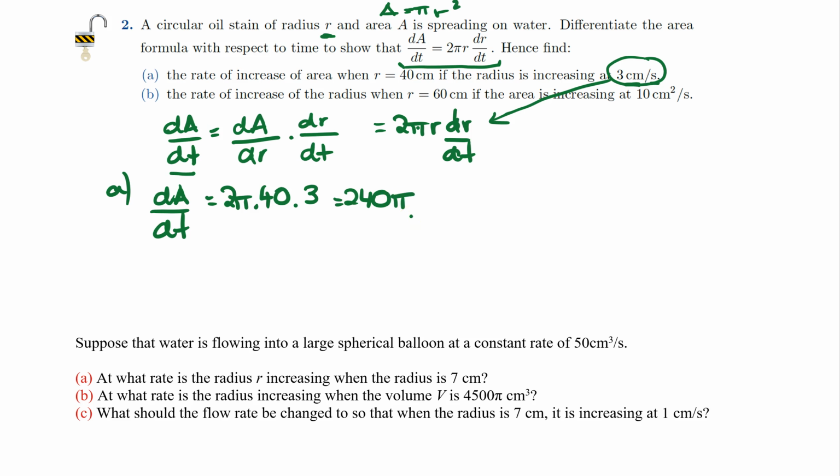And what do we measure that in? Because we're talking real stuff now. Well, what's area measured in? Square centimetres. And time is measured in seconds. So it's square centimetres per second.